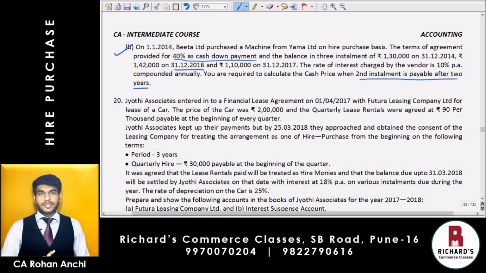Now on reading the question, we have seen that second installment is payable after 2 years. So if you see, the first installment was paid on 31st December 2014 and the next one was directly on 31st December 2016 after 2 years. But what we will do is prepare the table first in the reverse manner, since we are calculating cash price, and then see what details are missing.